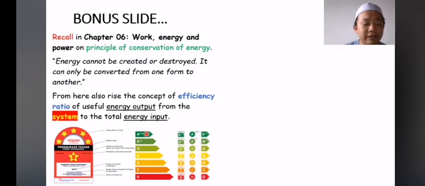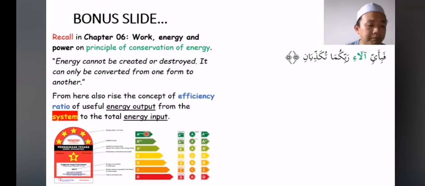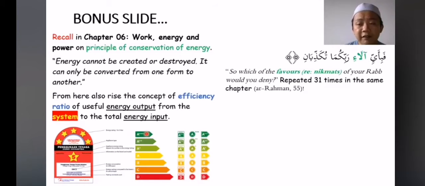Alright, so this bonus slide. So let me nak ajak semua, okay. I'd like to invite you guys, including myself, to ponder upon two verses of the Quran. Allah SWT says in Surah Ar-Rahman, and he repeats this verse multiple number of times. Dia kata, A'udzubillahi minasyaitonirrajim, fabiayyi ala'i rabbikuma tukadziban. Dia kata, so which of the favors, ala'i ataupun ni'mah of your Rabb would you deny? And it is repeated 31 times in the same chapter, Surah Ar-Rahman, Surah number 55 in the Juzu of 27.